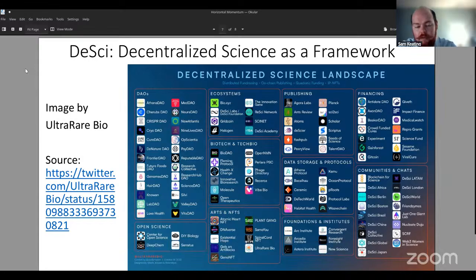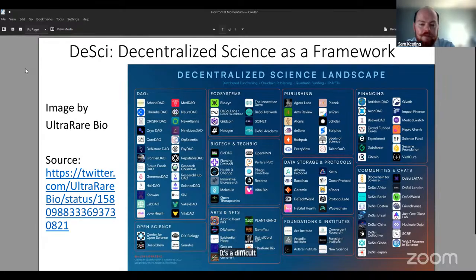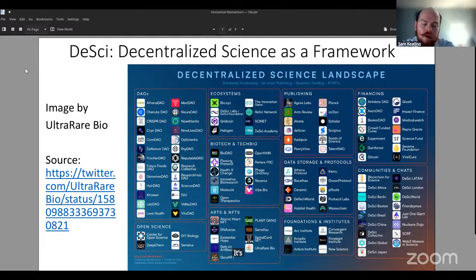In terms of trustworthiness, truthfulness, how representative and accurate a claim is, trying to fact check AI, fact checking LLMs, it's a difficult task. And there's a lot involved in it. There's a lot more than just, is there a source? And the bar is pretty low: ChatGPT, for instance, has fabricated 100% of the citations I've ever asked it for. It's gotten a little better over the years, but I still worry that it's the biggest yes man I've ever heard of.